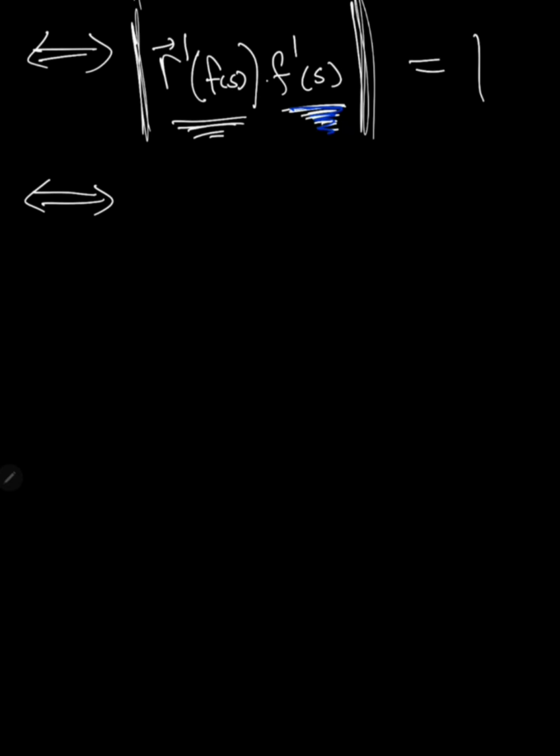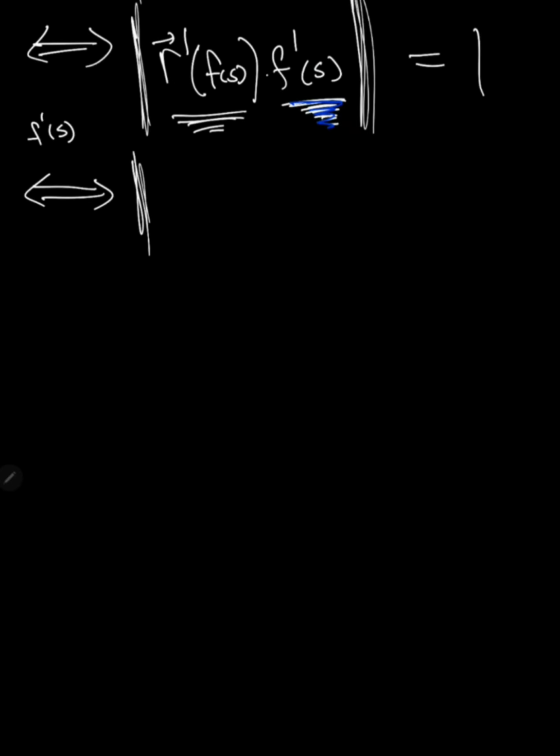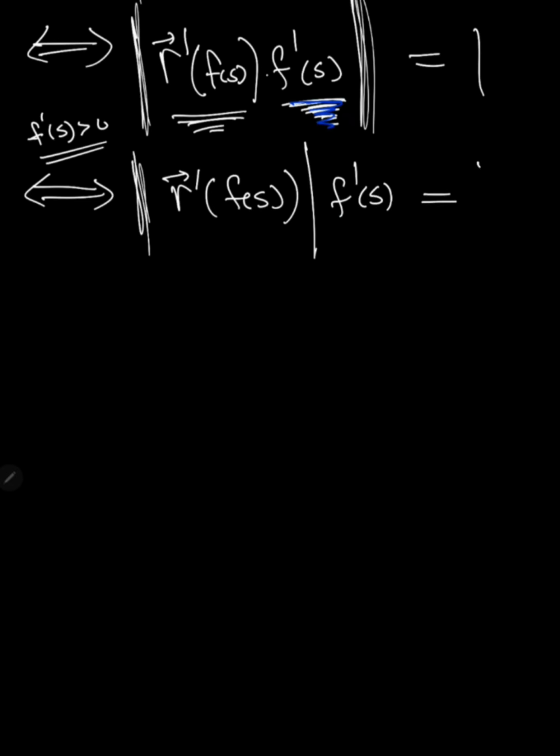In any case, let's make our lives a little more simple for the purposes of this discussion and assume that F prime of S is positive, so that it moves in the same direction as our original parameterization. Ultimately, if we want something that moves in the opposite direction, we can just find this particular parameterization and then replace all our S's with negative S, and that's the opposite direction. If F prime of S is positive, if we want the same direction of motion, then we can do this. We can just pull it out of the absolute value because it's just a number.